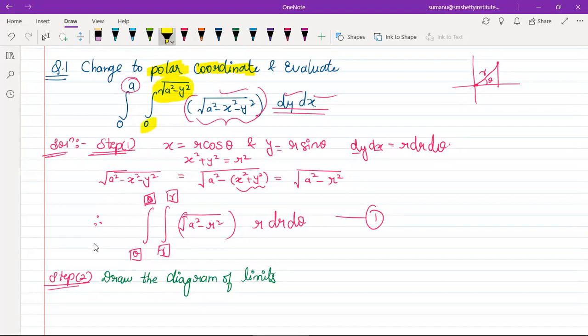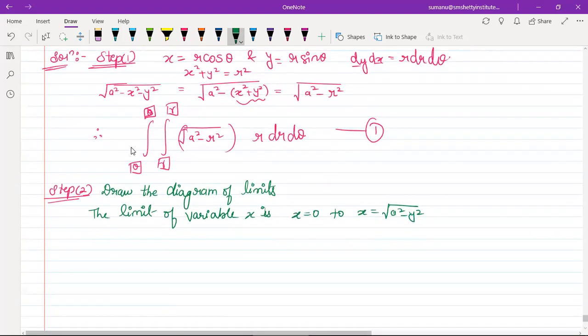Whose limit is this? 0 to square root of a square minus y square. This is the limit of which variable? It is dy. Since the limit contains y in it, meaning it is dependent on y, whose limit is it? It is the limit of x. So this is the limit of variable x.